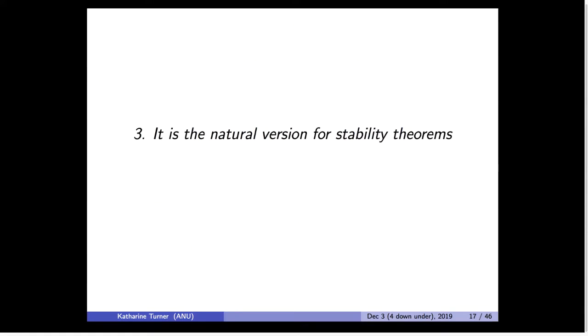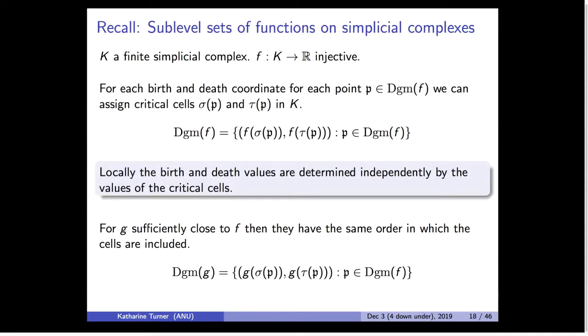So this takes me to point number 3: I certainly believe that the p-Wasserstein distance, rather than the infinity Wasserstein distance, is the natural version for where stability theorems should lie. And this relates back to this thing here. I went forward instead of back, and yet it's the same slide. Crazy.